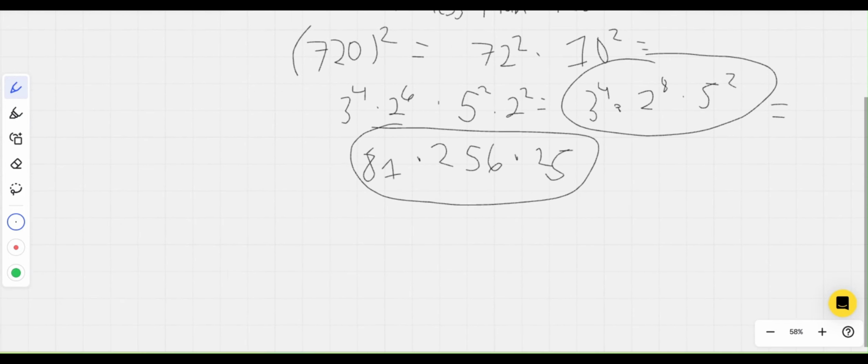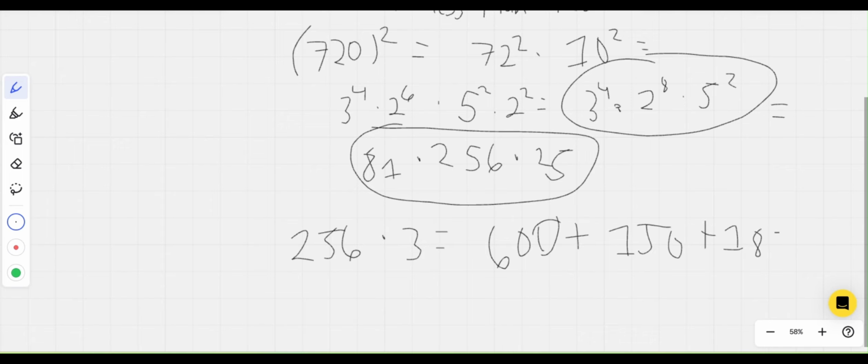So yeah, let's see. If we take 256, what's a reasonable number to multiply this by so that we can have a number less than 720? Well, we know 200 times 3 is 600, so that's probably going to be around that range. So we can do 256 times 3. This is 600 plus 150 plus 18. Okay, so then this is 768. That is too large, so we cannot have this.